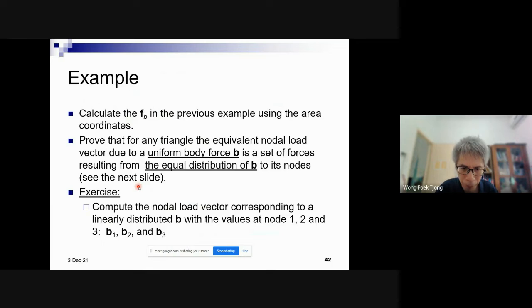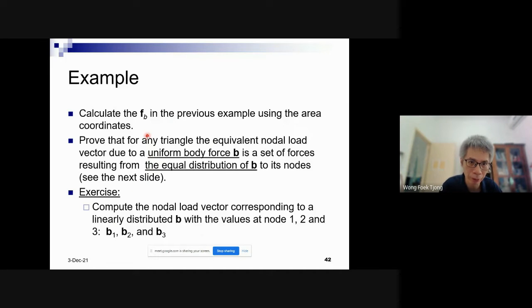So our main topic is the constant strain triangular element for solving a plane stress or plane strain problem. And last week we discussed the concept of area coordinates, right? With using these coordinates, now we can compute, for example, the equivalent force, like in this example, in a more easy way.